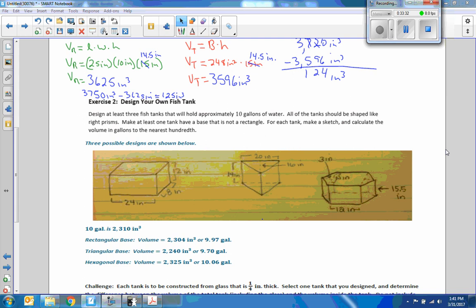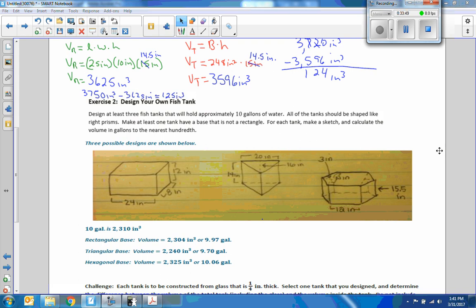Okay, so finally we're at exercise 2. It says to design your own fish tank. Design at least 3 fish tanks that will hold approximately 10 gallons of water. All the tanks should be shaped like right prisms. Make at least one tank have a base that is not a rectangle. For each tank, make a sketch and calculate the volume in gallons to the nearest 100.